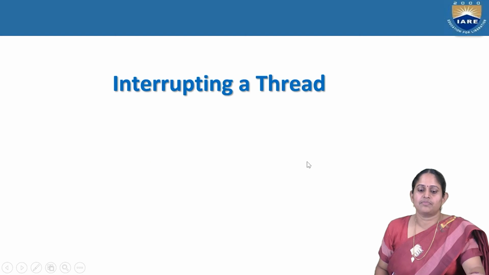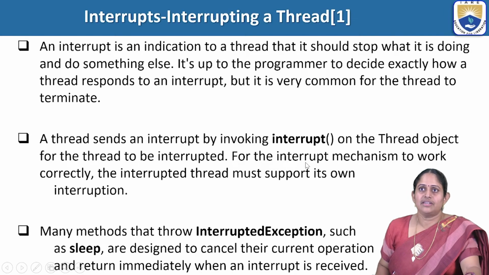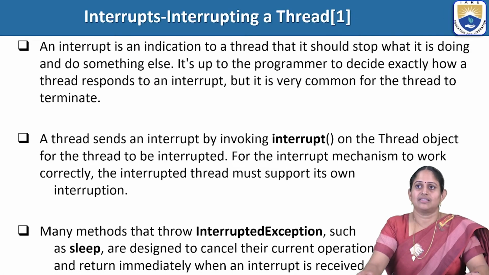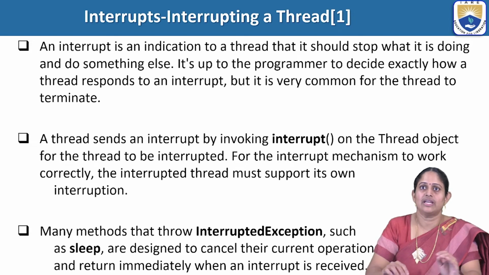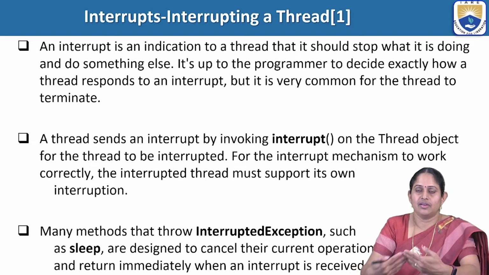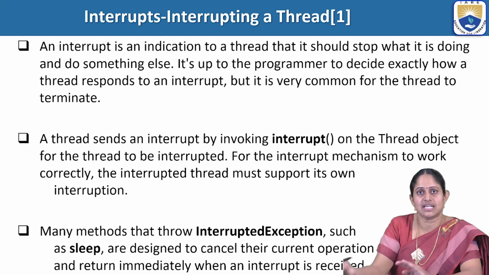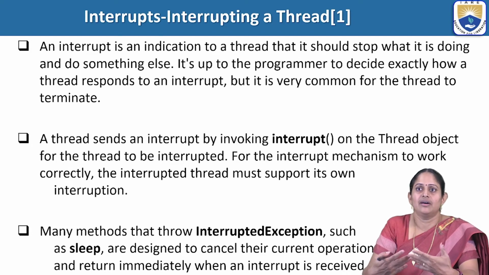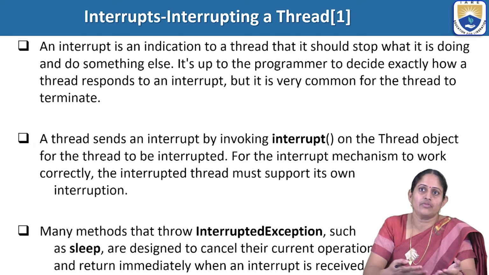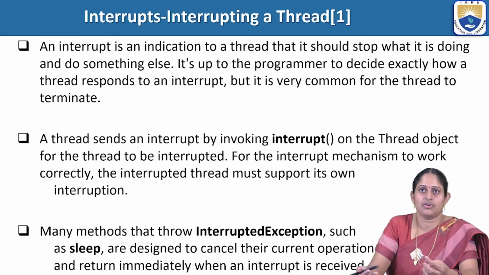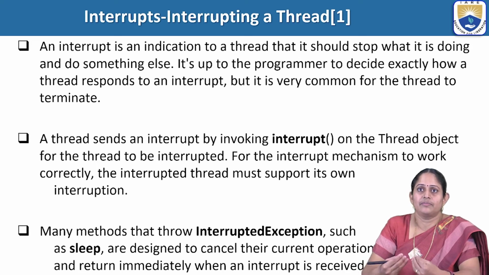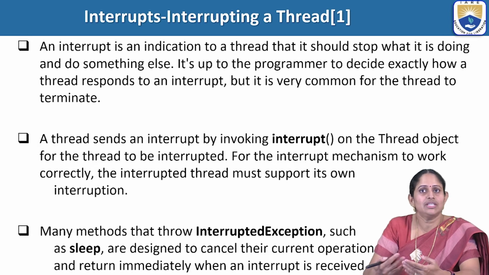Next is about interrupting a thread. Interruption means we are making that thread stop what it is doing. When we interrupt any executing thread, it will stop what it was doing and start doing something else. For example, it may be sleeping, so we can interrupt it to start responding to the work. The programmer will be deciding how this thread should respond to an interrupt.